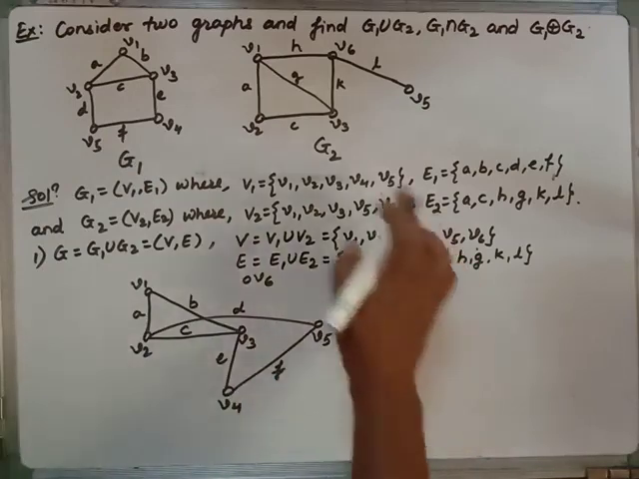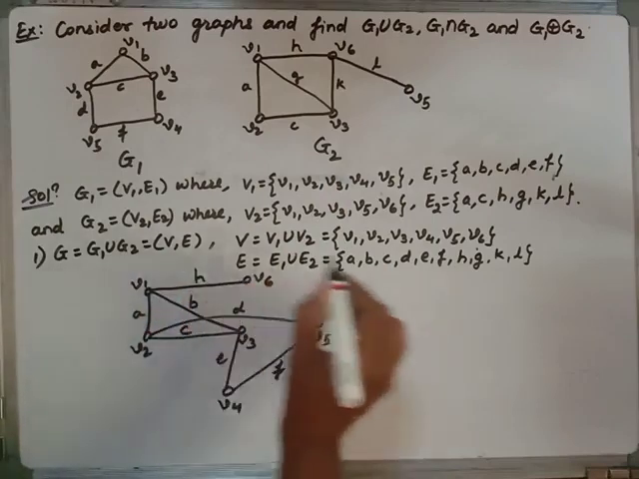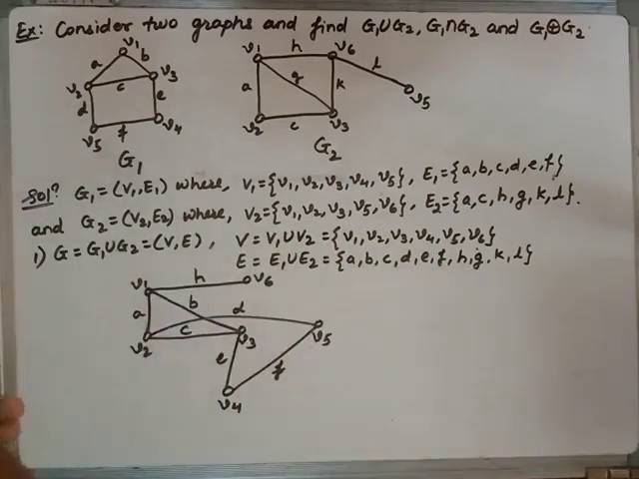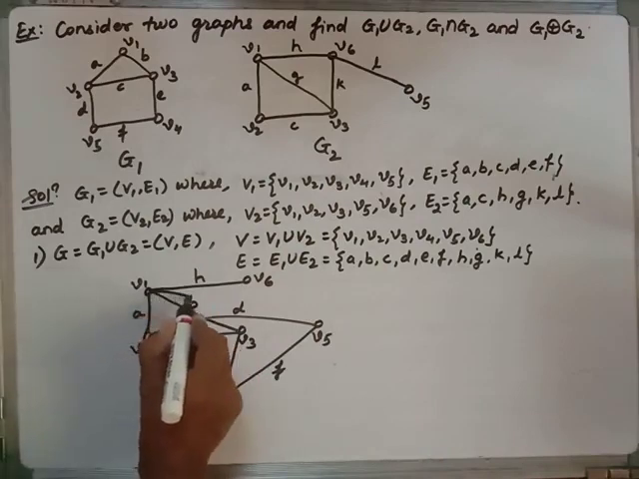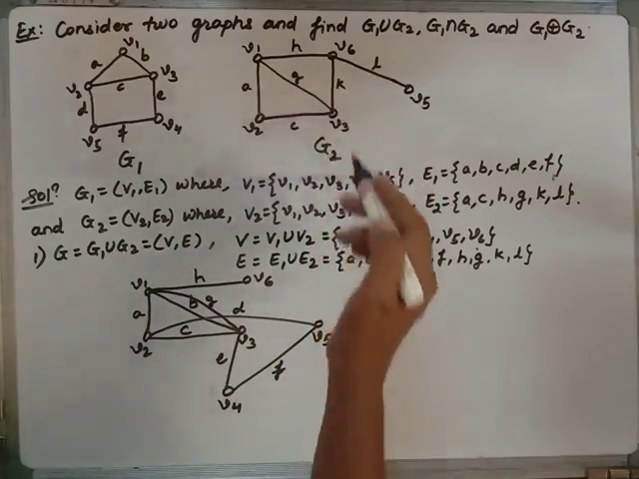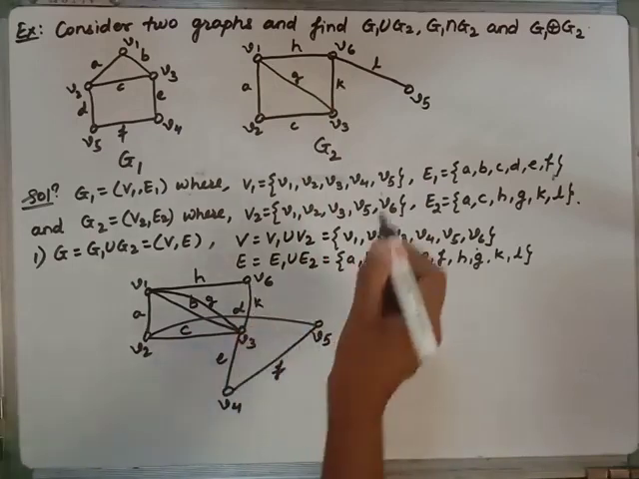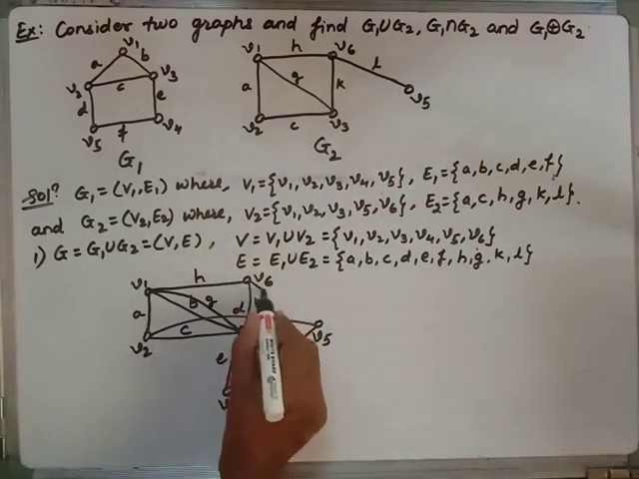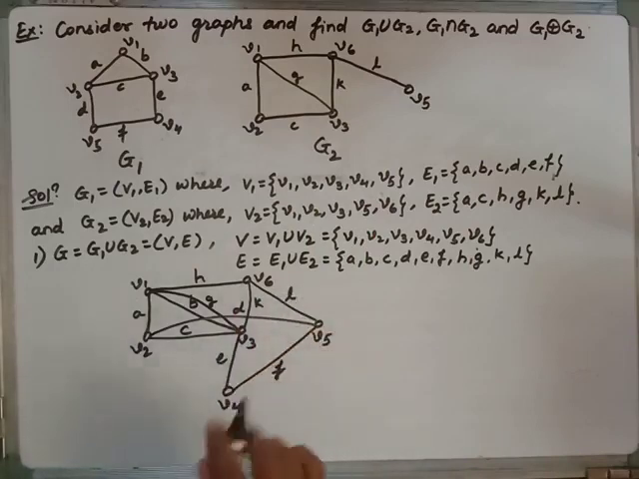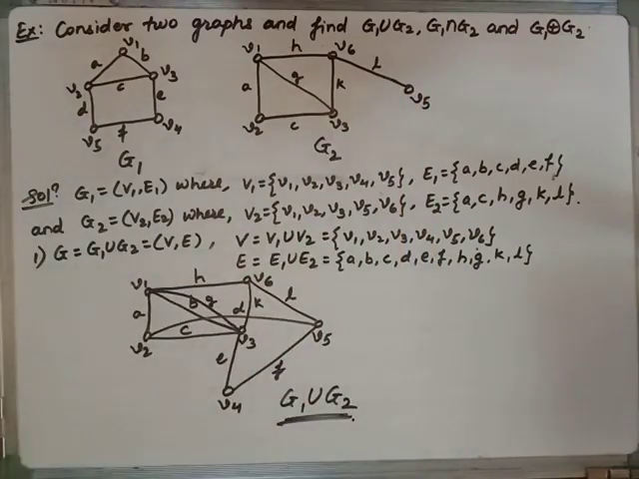Then H. H is an edge between V1 and V6. G is an edge between V1 and V3. So this is G. Then this is V3, V6, K. And L is between V6, V5. This is L. This is what? G1 union G2. Fine.